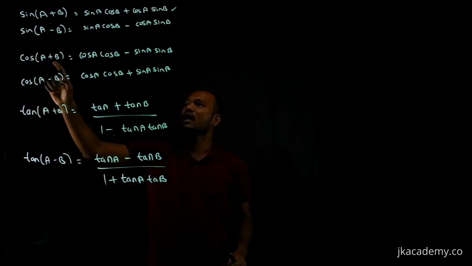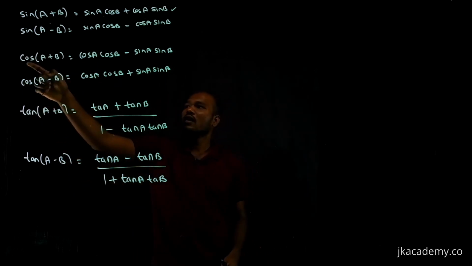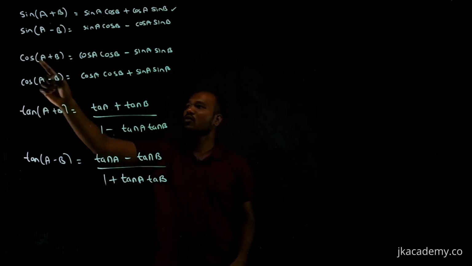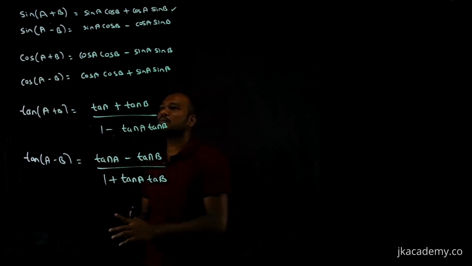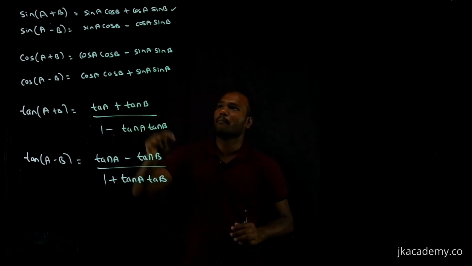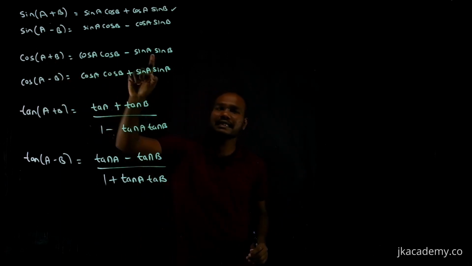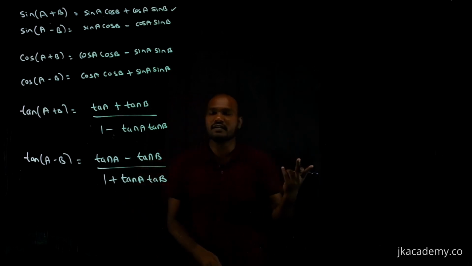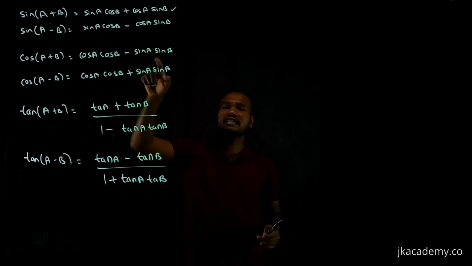Okay, next. Cos of A plus B. What is cos of A plus B? Cos A cos B minus, if there is a plus here, minus sin A sin B. Is it a mixture or the same content? Same content will come. So cos A cos B minus sin A sin B.